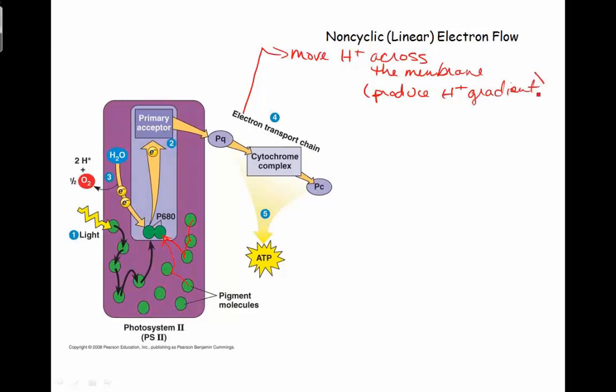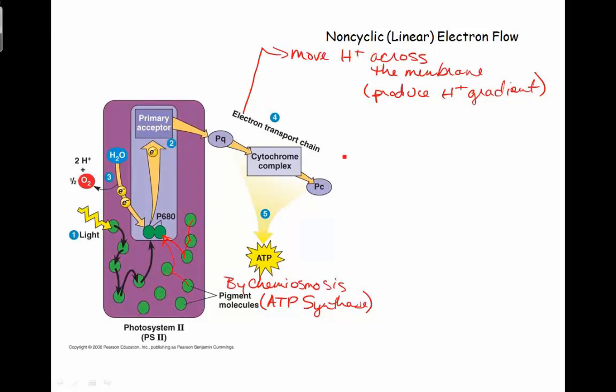That gradient will be used for the same thing that it was used for in Chapter 9, which means that it's going to be used to power some ATP synthesis, and this will be ATP synthesis by chemiosmosis. This means that there will be an ATP synthase enzyme, similar in structure to what we had in the inner membrane of the mitochondria, and operating in the same fashion. So this ATP synthase enzyme is going to allow the hydrogens to flow back across the membrane by facilitated diffusion, and when they flow back across the membrane, it will produce ATP as a result.